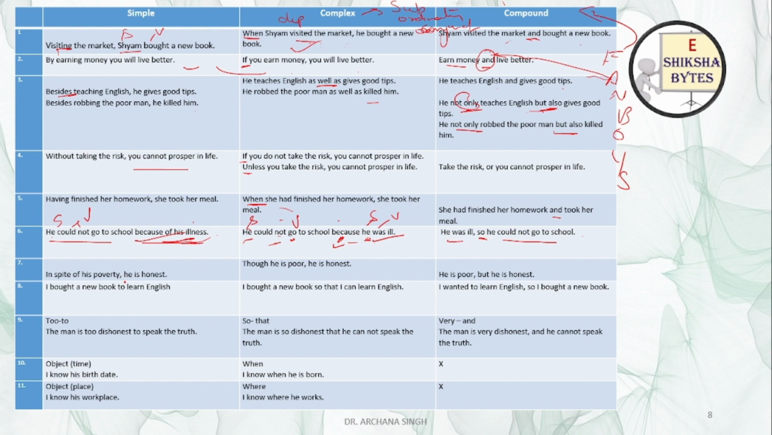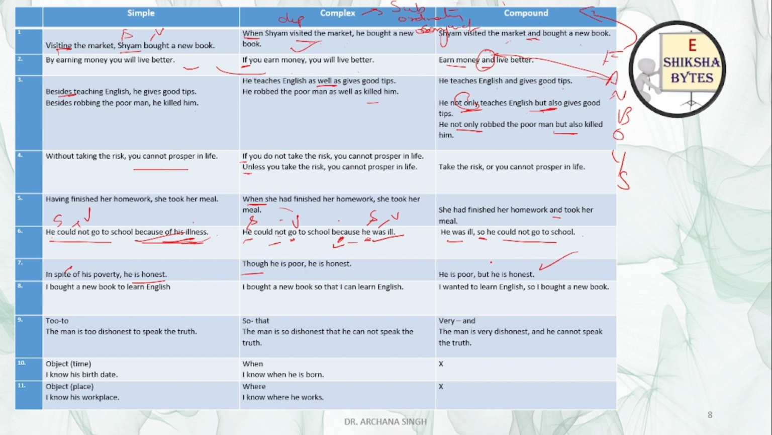In spite of his poverty, he is honest. Again, this is simple. When you talk about in spite, you can use the word though: though he is poor, he is honest. To make it a compound: he is poor but he is honest.